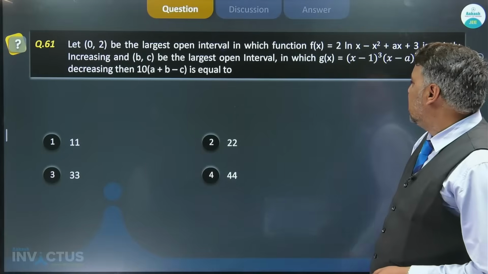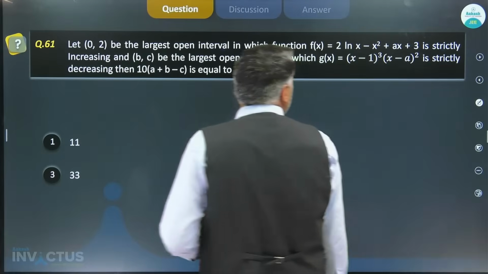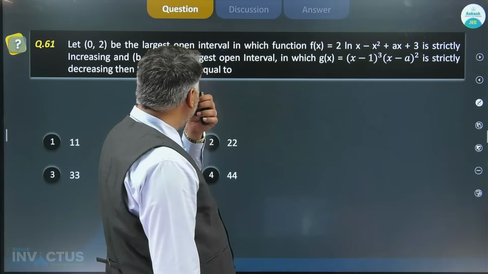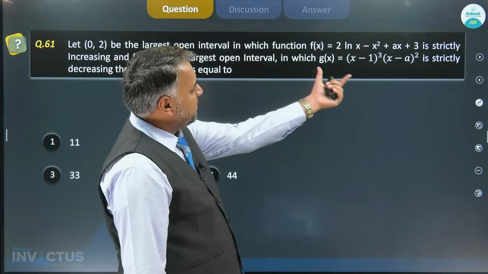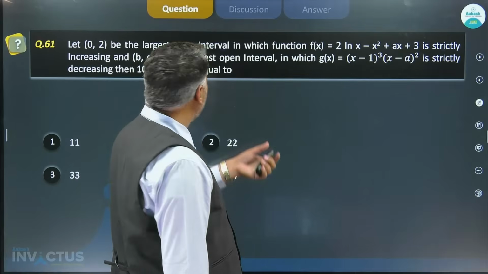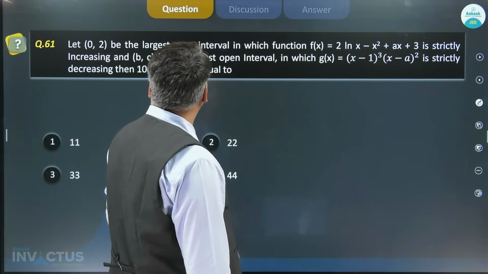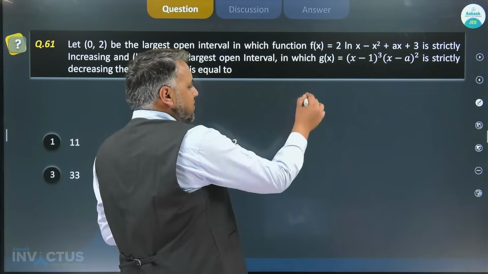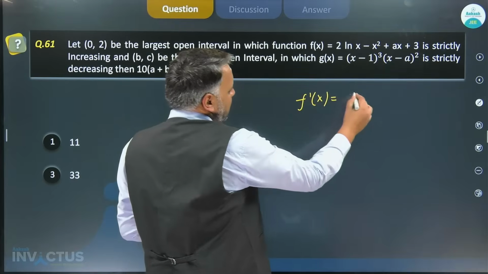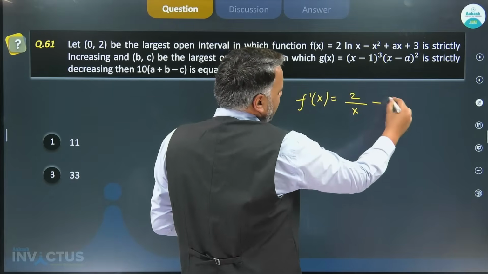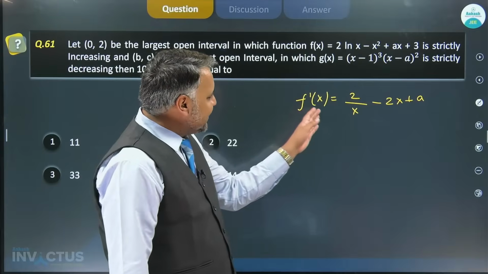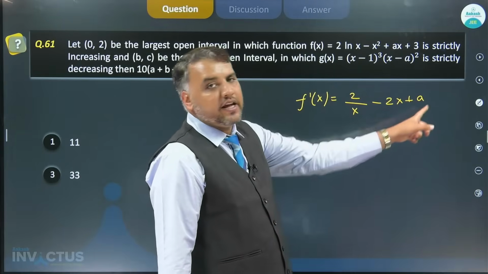Okay, next question. This is very simple question. There is a function and this is strictly increasing in 0 to 2, and then again a function gx is defined using a, and that is strictly decreasing in b to c. So we have to find a, b, c. Okay, now differentiate this. F dash x will be 2 by x minus 2x plus a.